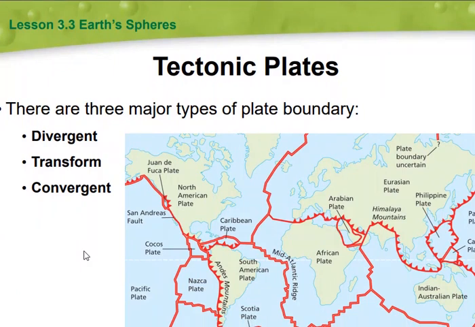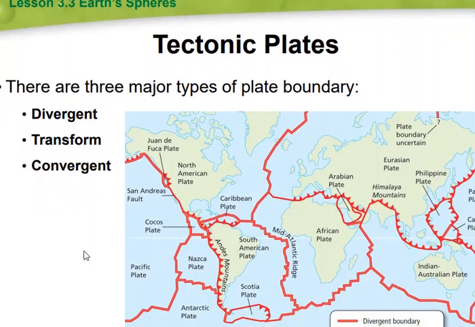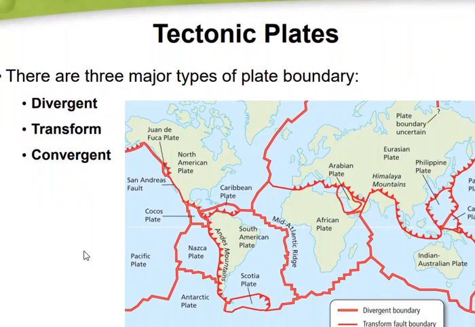So there are three major types of plate boundaries. There's divergent, transform, and convergent. And I'm going to go over those three here a little bit.